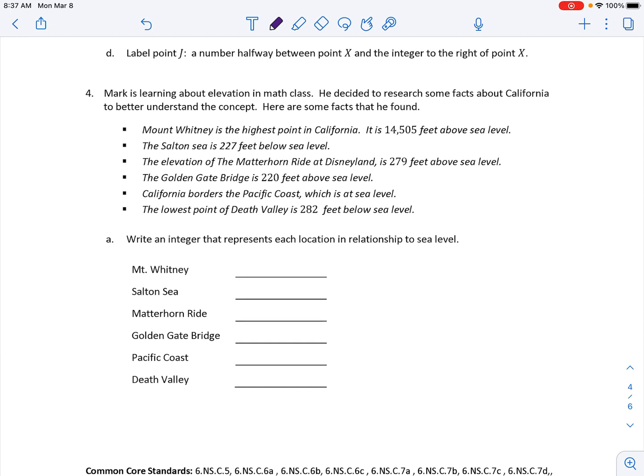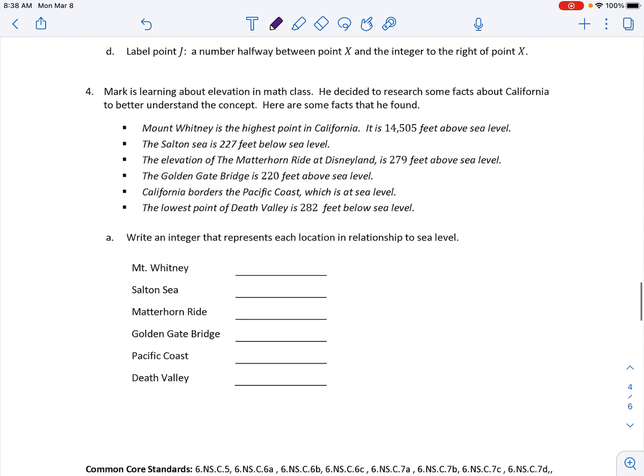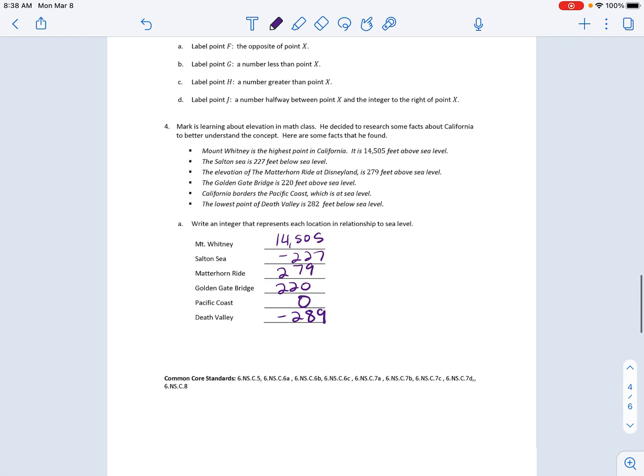California borders the Pacific Coast, which is at sea level, and the lowest point of Death Valley is 282 feet below sea level. It says write an integer that represents each location in relationship to sea level. Mount Whitney is positive 14,505. Salton Sea is -227. Matterhorn ride is positive 279. Golden Gate is positive 220. Pacific Coast is 0. And Death Valley is negative 289.